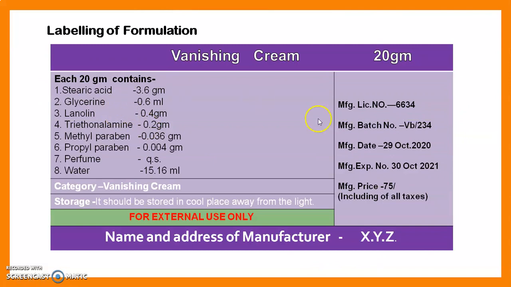This is the label of our preparation. It should mention the name of our preparation at the top, and at the top right-hand side we mention the quantity of our preparation. We mention vanishing cream 20 gram. Then we mention the ingredients or content of our preparation. Here we mention each 20 gram contains. All the ingredients should be mentioned. Then the category of our preparation is vanishing cream.